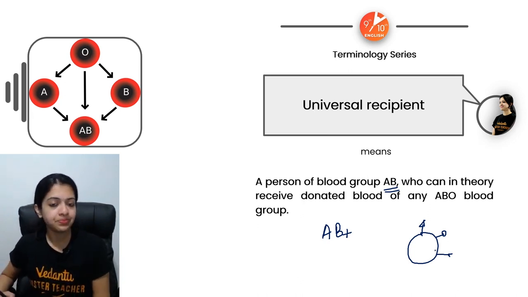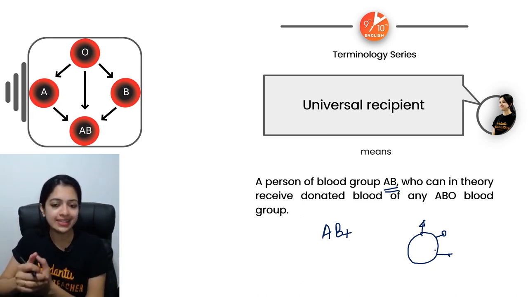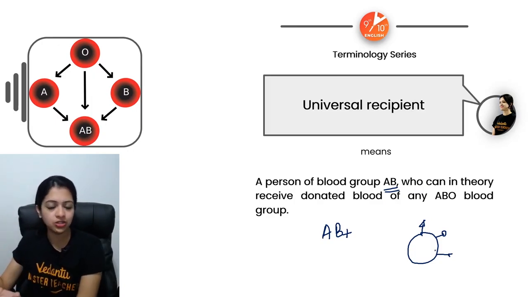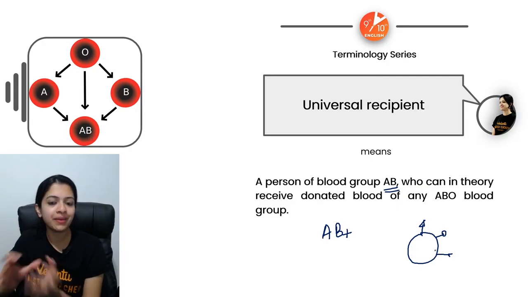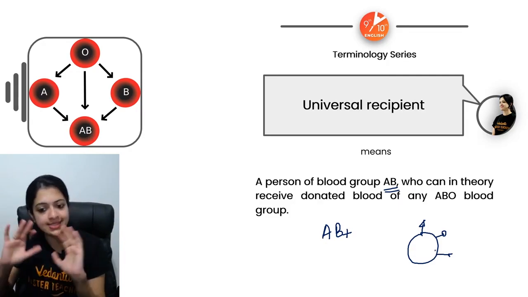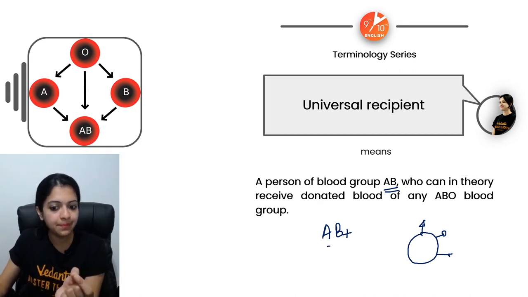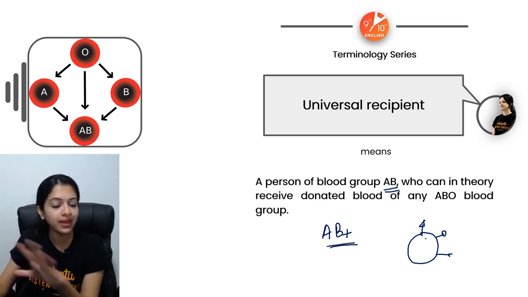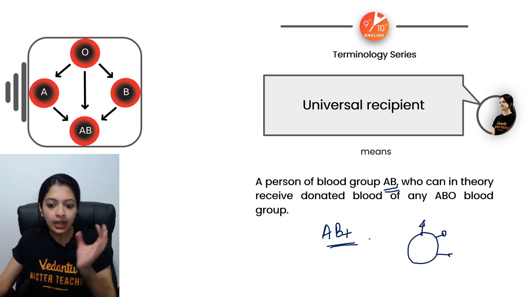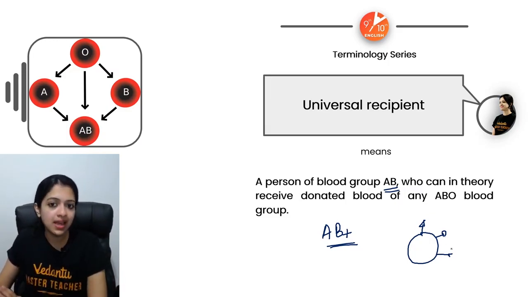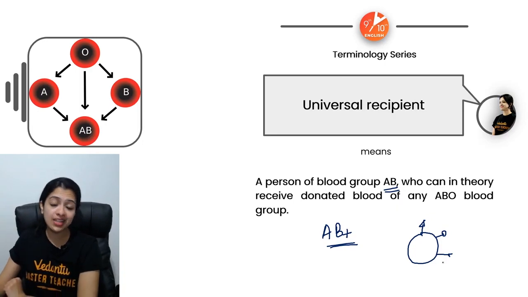So obviously, whoever donates to them, whether they have an A antigen, B antigen, or an Rh antigen, whoever may donate to the AB blood group, it's quite safe, because it is something that this AB positive person's body is already used to. This person's blood knows what the A antigen looks like, knows what the B antigen looks like, knows what the Rh antigen looks like.